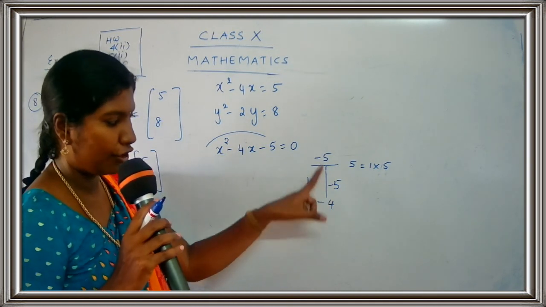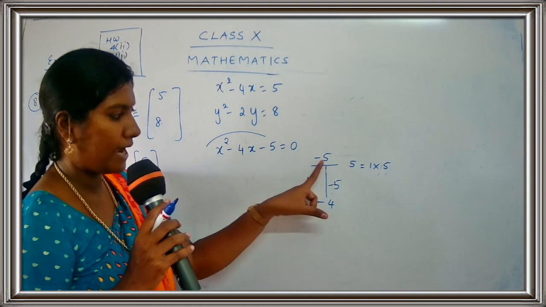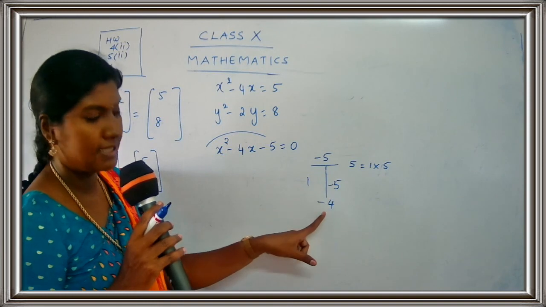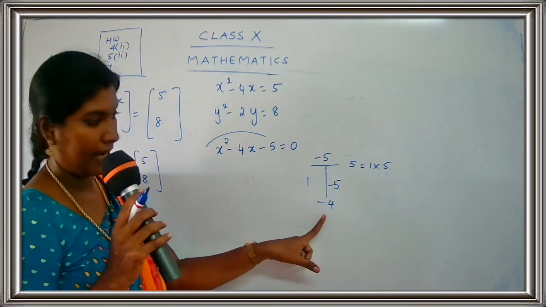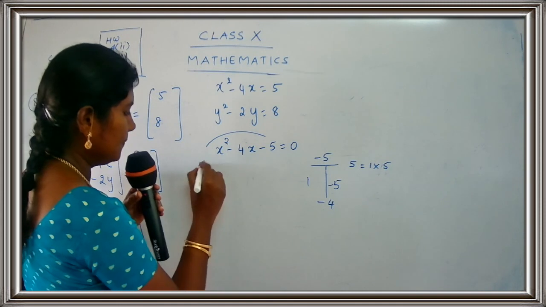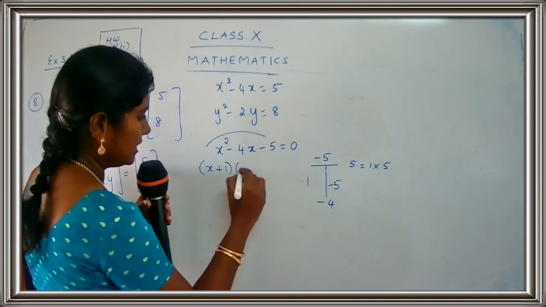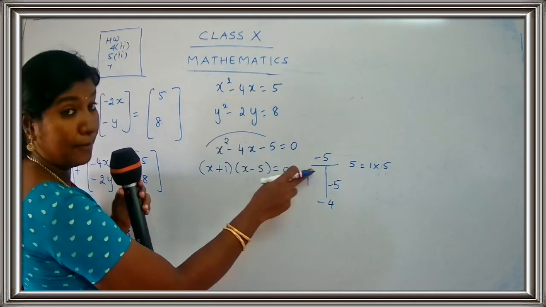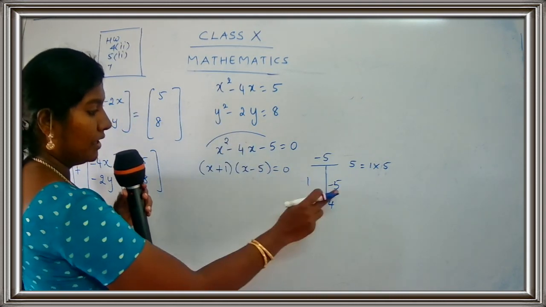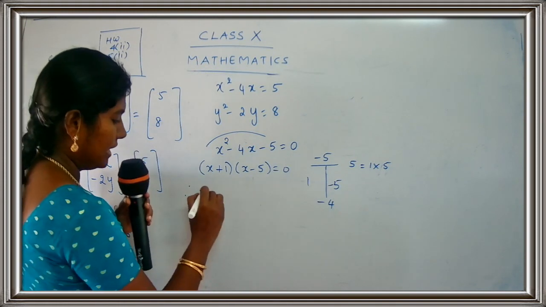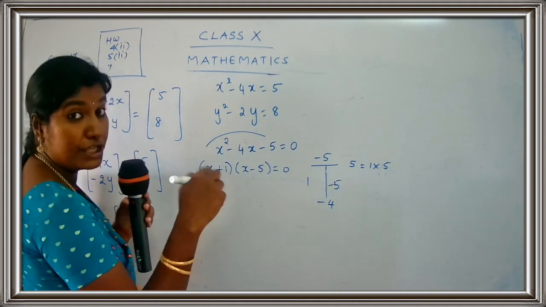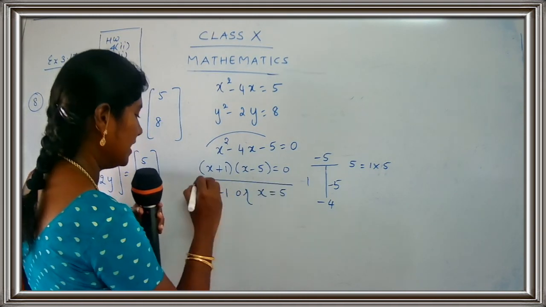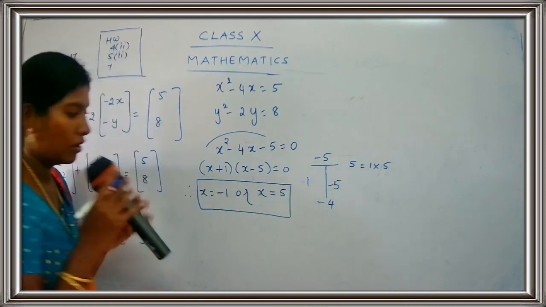Now let us check whether you are getting the same answer. 1 into minus 5 is minus 5. 1 minus 5 is minus 4. Okay. So what will be the answer? x plus 1, x minus 5 is equal to 0 because the variable is x. Therefore, x is equal to, the plus 1 will change to minus 1 and minus 5 will change to plus 5. So x is equal to minus 1 or x is equal to 5.